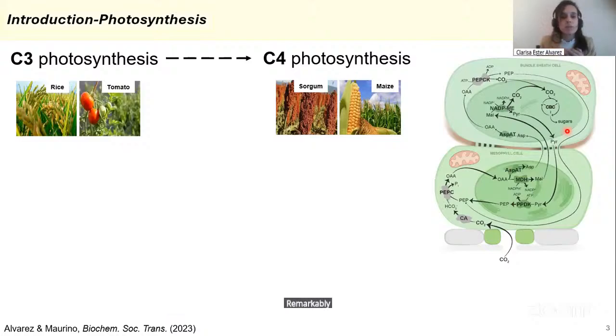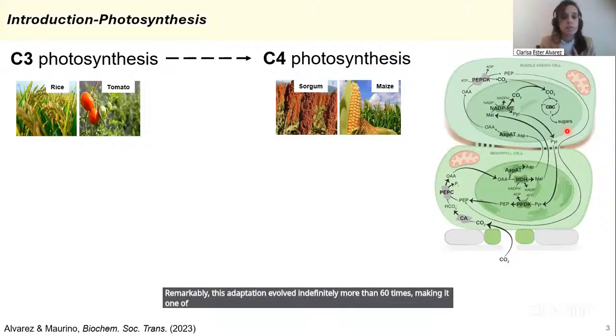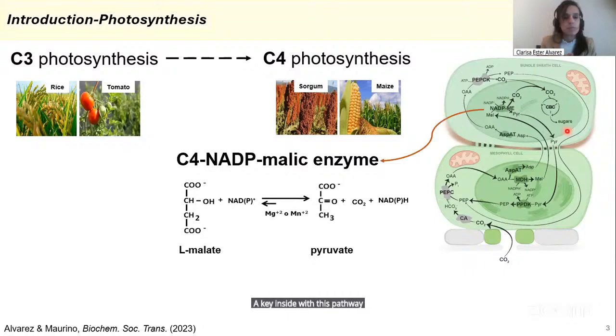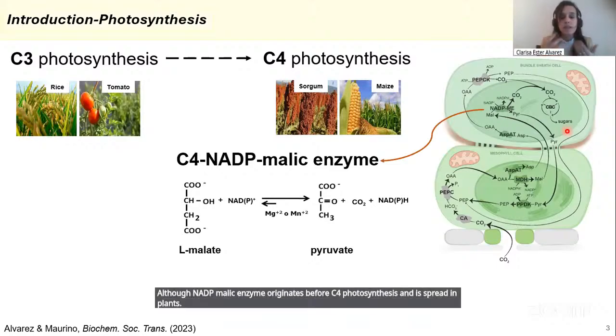Remarkably, this adaptation evolved independently more than 60 times, making it one of the best examples of convergent evolution. A key enzyme in this pathway is NADP-malic enzyme, which releases CO2 in the bundle-sheath chloroplast. Although NADP-malic enzyme originates before C4 photosynthesis and is widespread in plants, it was repeatedly recruited into the C4 pathway.